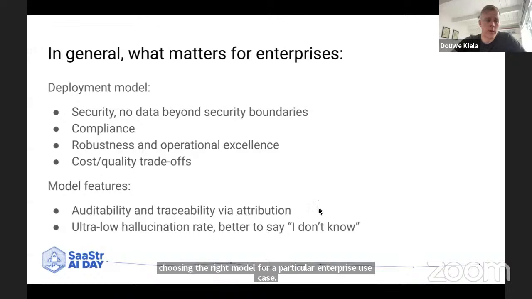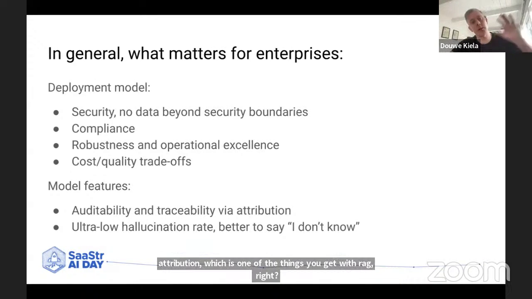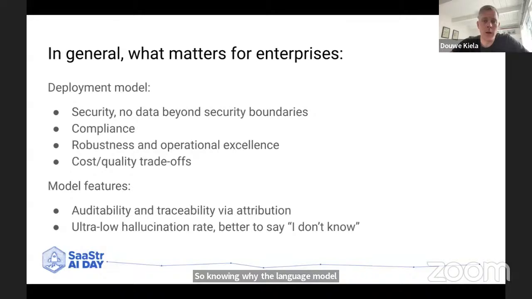There are also model features beyond accuracy that really add something. I think auditability and traceability through attribution, which is one of the things you get with RAG, right? So knowing why the language model is saying what it's saying, because it found this particular context relevant to solving the problem. And then hallucination, right? It's much better for a model to say, I don't know, rather than making something up randomly and really risking the business. So saying I don't know is a very good thing. It's much better to do that than the opposite.